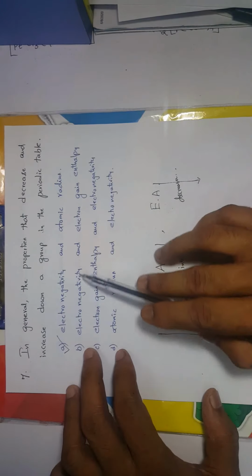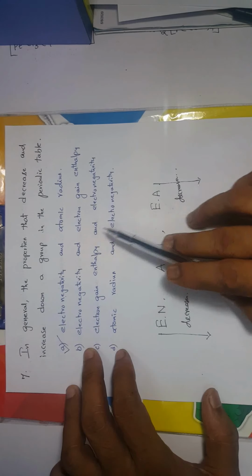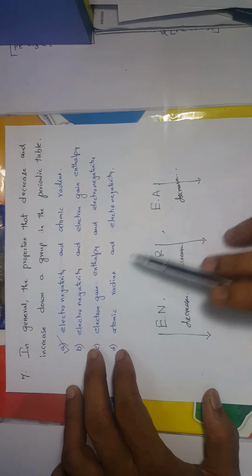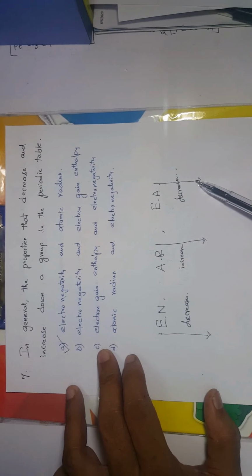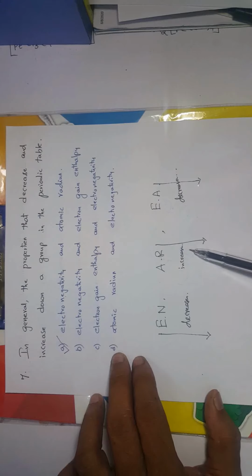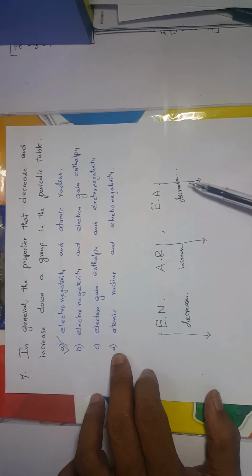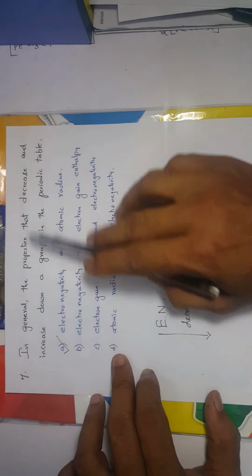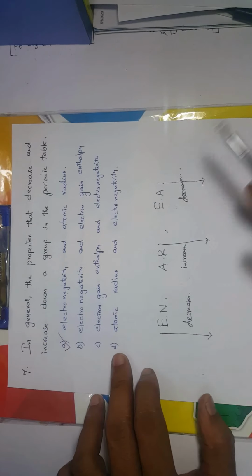See the next option. Electronegativity, yes, decreases. Electron gain enthalpy also decreases. So it's wrong. Third one: electron gain enthalpy decreases, but electronegativity decreases, both decrease. Atomic radius increases first and then the second one decreases. They are asking first one decrease and second one increase. Very simple question.